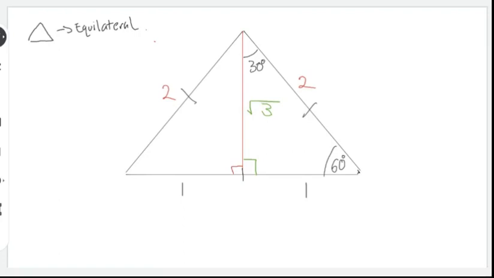Indeed. And with that triangle now, can we use that triangle to determine the value of sine 30, the value of cos 30, the value of tan 30, the value of sine 60, the value of cos 60, and the value of tan 60.